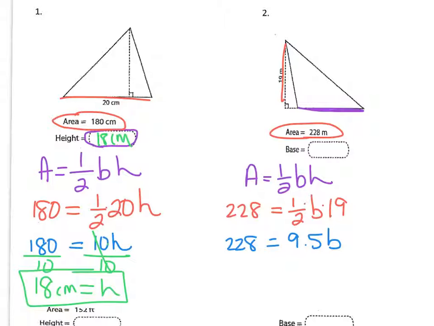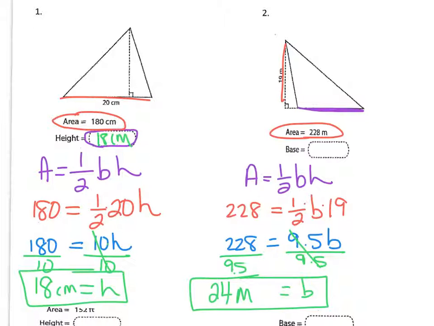All right, and then we need to solve for our base. So I'm going to divide both sides by 9.5. And these cancel, and I get the base equals 228 divided by 9.5, and when we do that, we get 24. And the unit is meters, so our base is 24 meters long. So this is 24 meters right here.